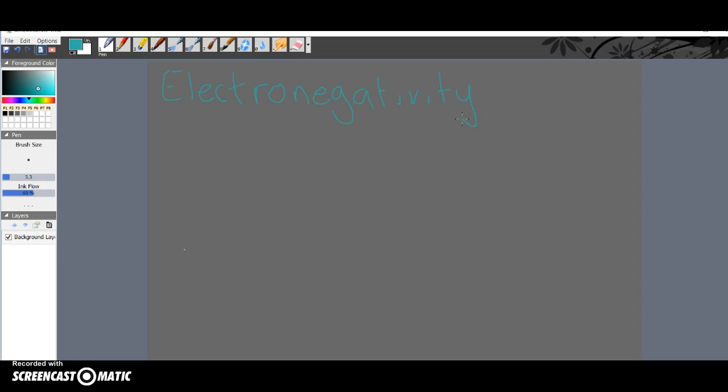Electronegativity is basically the measure of how big of a bully an atom is. So it's how much it wants to scrounge to take electrons from other atoms. So something with a higher electronegativity really, really wants to steal electrons from other atoms, and something with a low electronegativity does not. So we have three types of bonds: ionic, nonpolar covalent, and polar covalent.